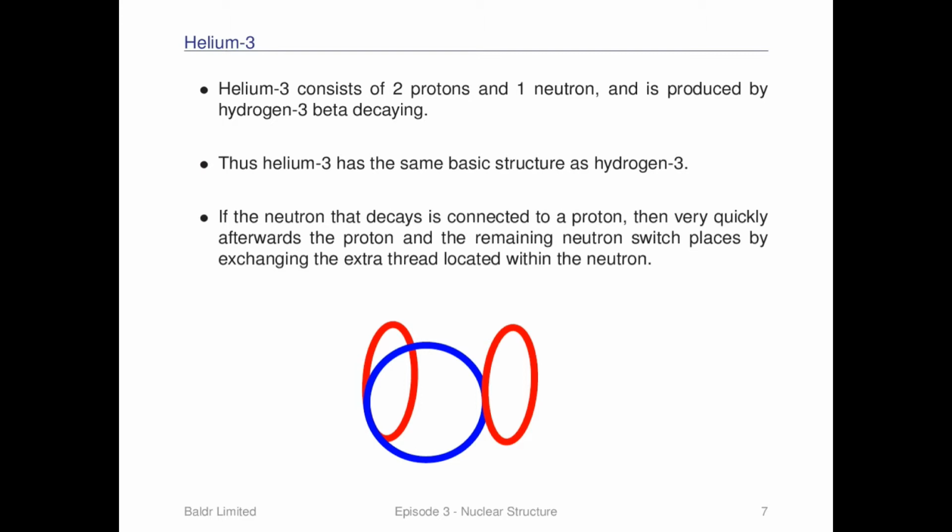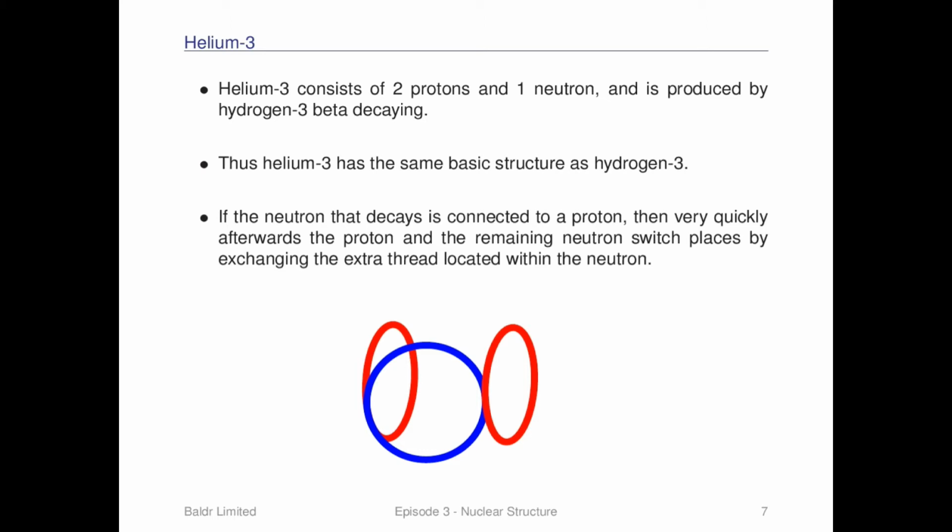Hence, it is no surprise that the structure of helium-3, as shown, is very similar to that of hydrogen-3. The only difference is that with helium-3 we have 2 protons and 1 neutron instead of 1 proton and 2 neutrons. Now, these 2 protons are sufficient to keep the lone neutron stable indefinitely, and thus helium-3 is a stable structure.